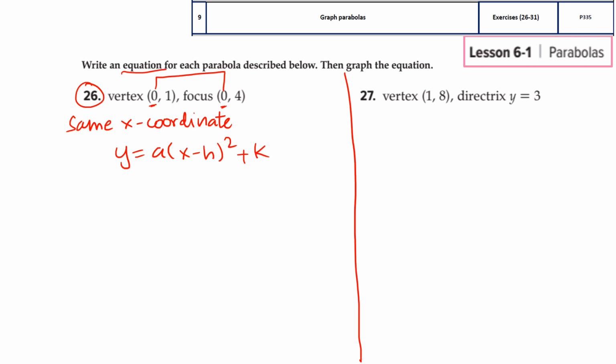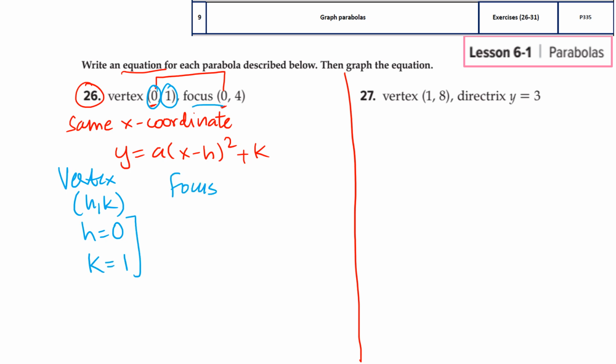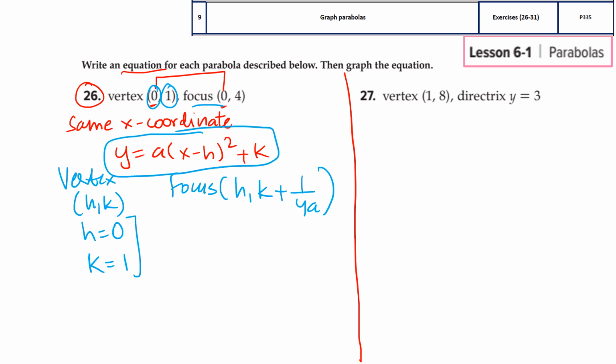You can also check from the formula sheet. The coordinates of the vertex are given by (h, k). So h is 0, k is 1. This is quite easy. And for the coordinates of the focus, the formula says (h, k plus 1 by 4a). This is the formula for this vertical parabola. So we will use this now. We know h is 0, we know k is 1. What we don't know is a, so we can get a from this value.